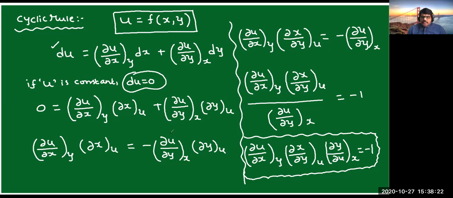From here, it's a simple mathematical arrangement. In place of the reciprocal of del u by del y at constant x, we can write del y by del u at constant x. Finally, whatever expression you get is what we call the cyclic rule. This is understanding the cyclic rule.